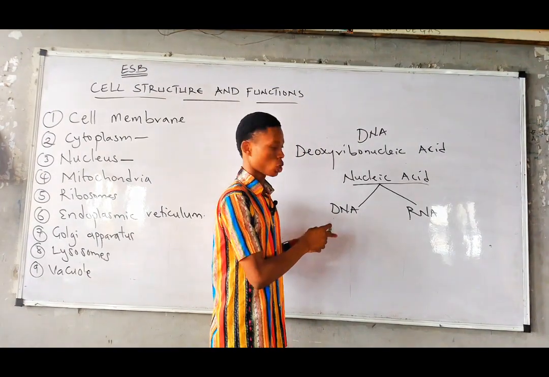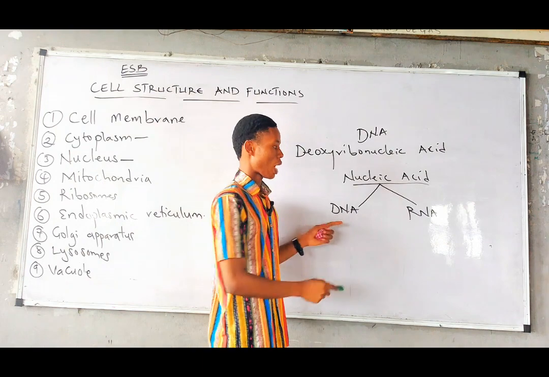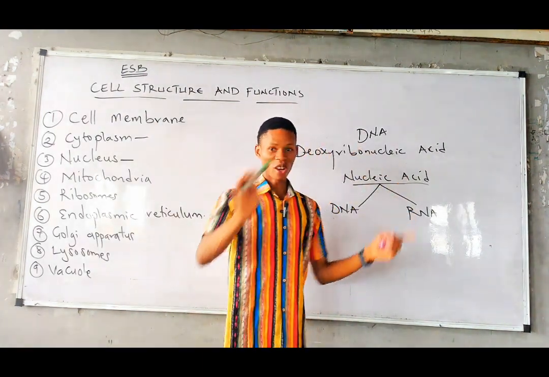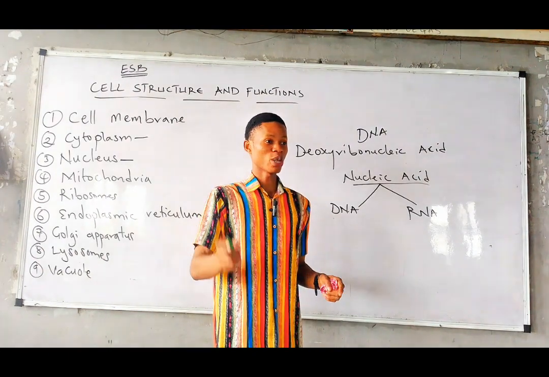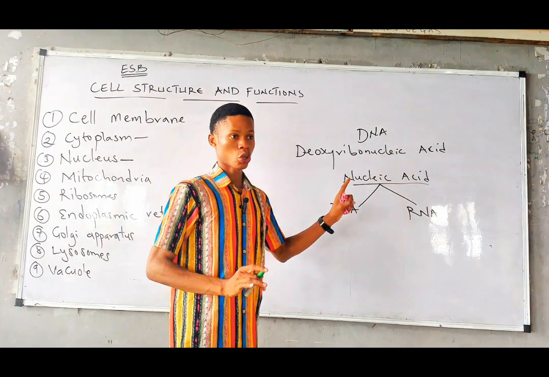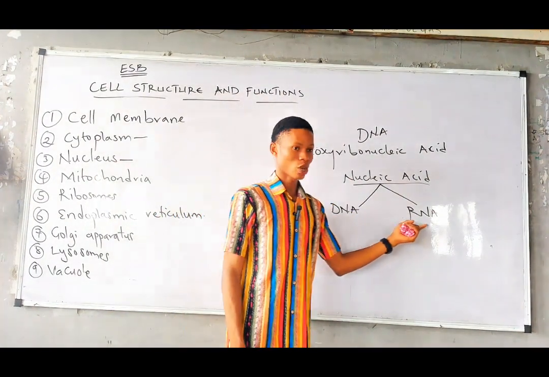Where DNA is what? Deoxyribonucleic acid, right? And RNA is what? Ribonucleic acid. Today is an overview. When we get to genetics as a topic, I'll give you full notes on this. But for today, just jot. So DNA is deoxyribonucleic acid, while RNA is ribonucleic acid.